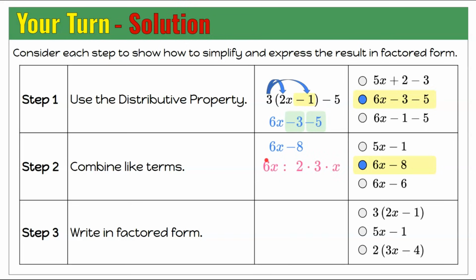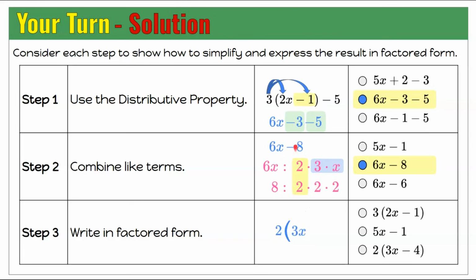Prime factorization of 6x is 2 times 3 times x. And the prime factorization of 8 is 2 times 2 times 2. So they have the factor 2 in common. So that goes on the outside of my parentheses. And then the first term is my 6x, what remains after I take out the greatest common factor, which is 3x. So 3 times x is 3x.